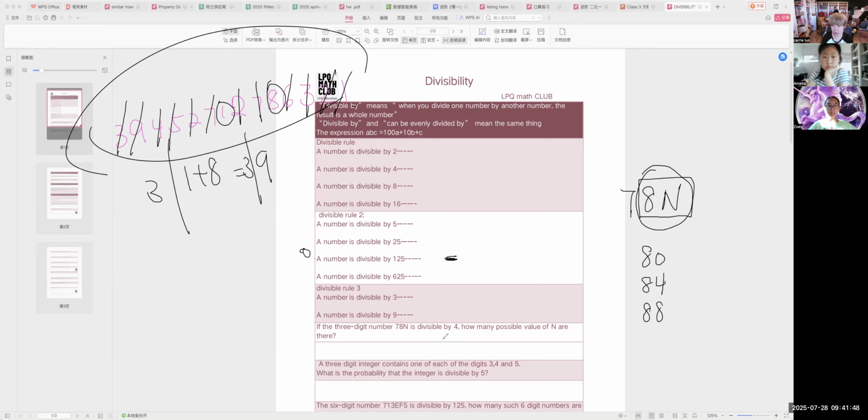Get it? So how many possible numbers? 0, 4, and 8. Get it? Clear?